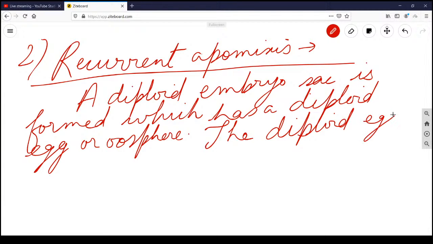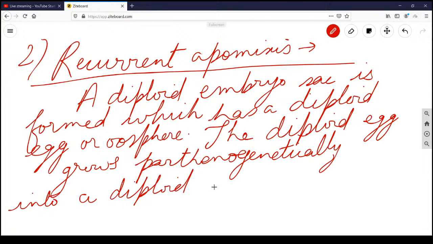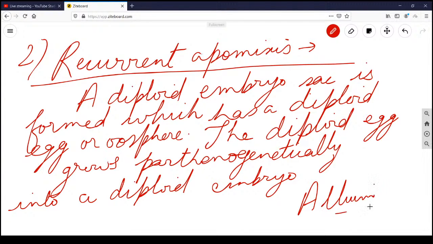The diploid egg grows. There is no fusion happening. The diploid egg grows parthenogenetically into a diploid embryo. So this has been seen in the genus Allium. So this is known as recurrent apomixis, that a diploid embryo sac is formed which has a diploid egg directly without fusion of the male gamete, and then the diploid egg would grow parthenogenetically, because remember it is agamospermy. Okay, no sperm would be present.